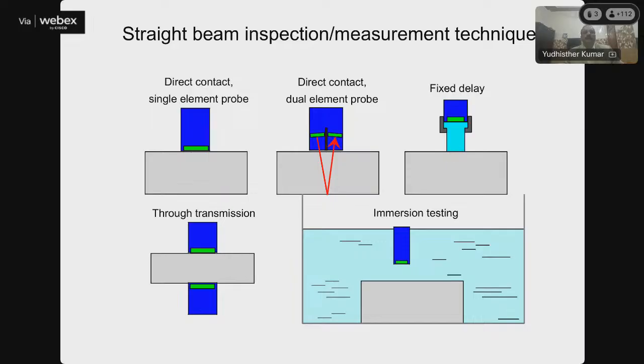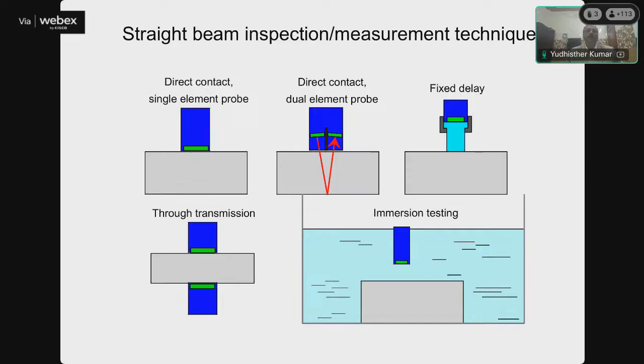This slide shows the direct contact method, direct contact using a dual element, using the fixed delay method. This is the ultrasonic transducer and test object, with a dual element. When the sample size is small, we use it, and sometimes a fixed delay is also used for the ultrasonic testing of the object. Then in through transmission, two transducers are used.